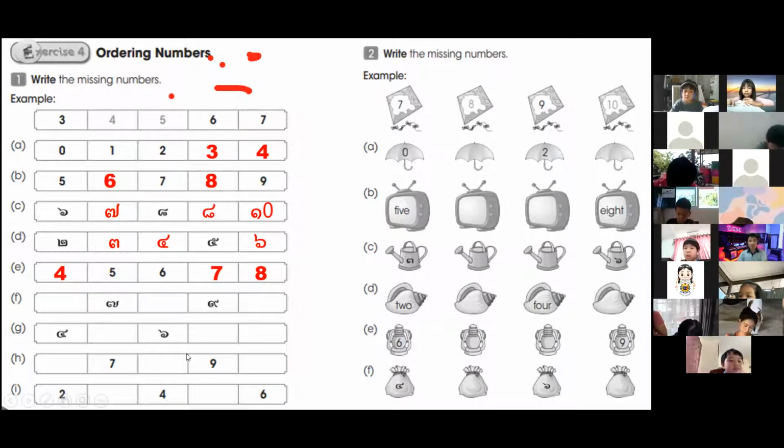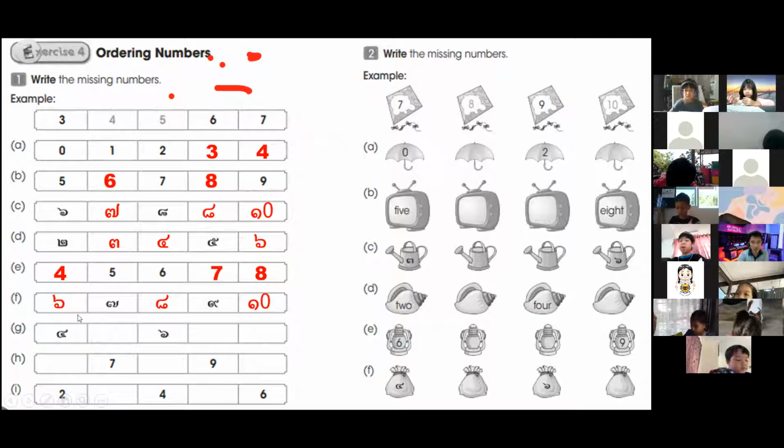Letter F. Okay, letter F. What are the missing numbers here? So this number is number 7, right? This is number 7. And the other number is number 9. 7 and 9. So what are the missing numbers here in letter F? The missing numbers here are 6, 8, and 10.